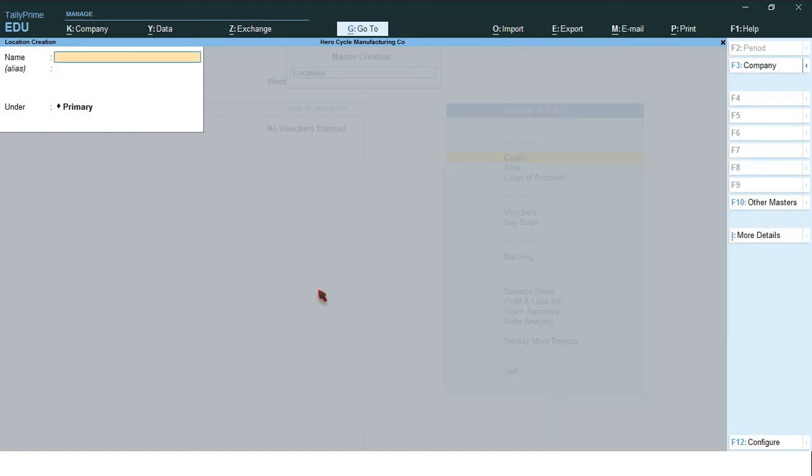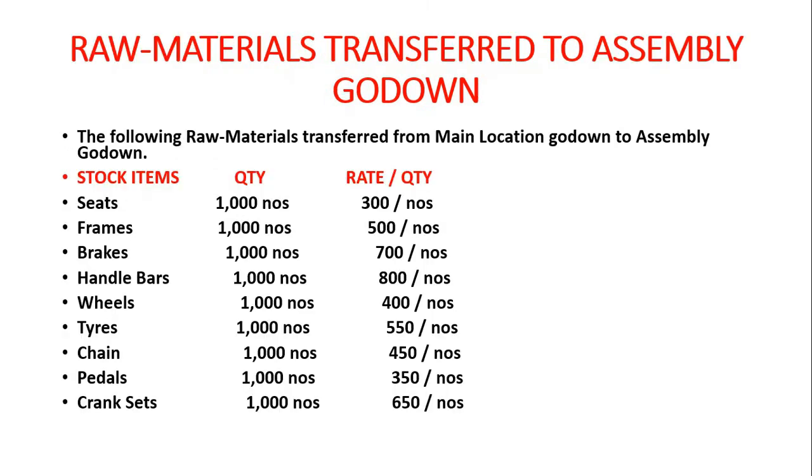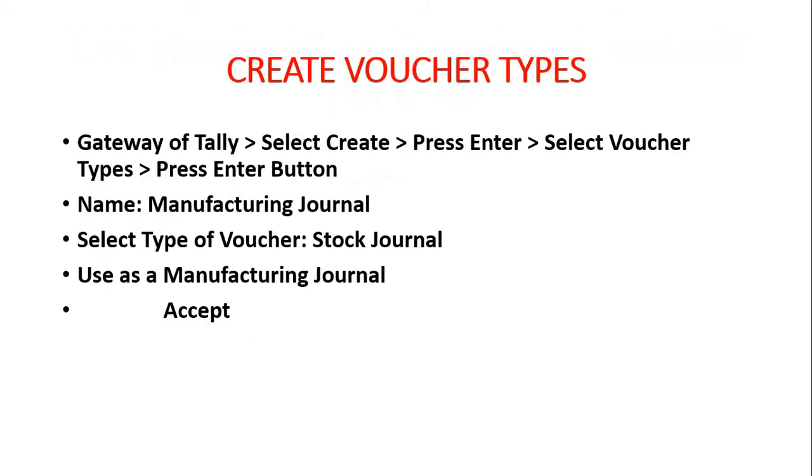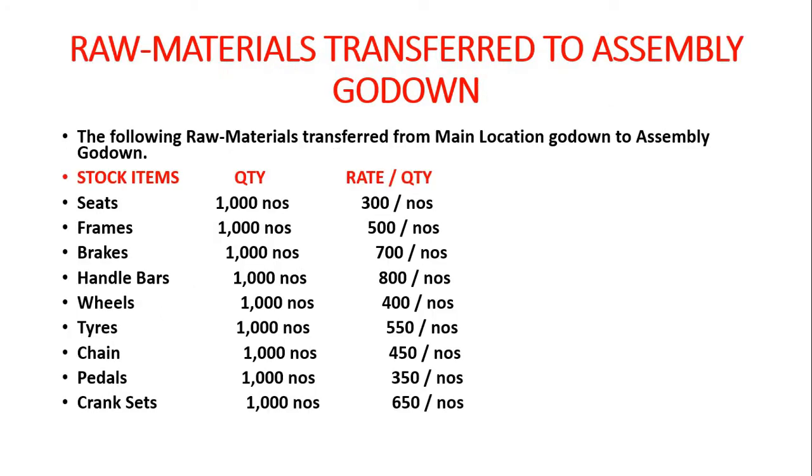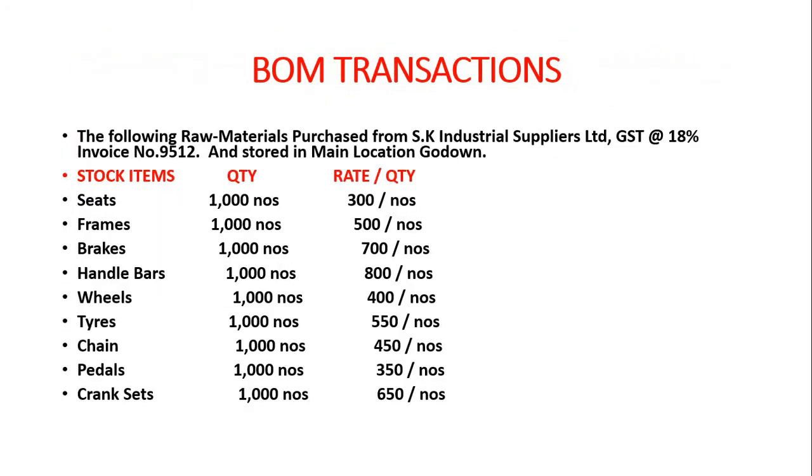Under primary. This is the raw material transferred to assembly godown transaction. So before creating this, go to the raw material purchase transaction. So you pass the entry. Before passing this entry, you need to create all the raw material stock items.